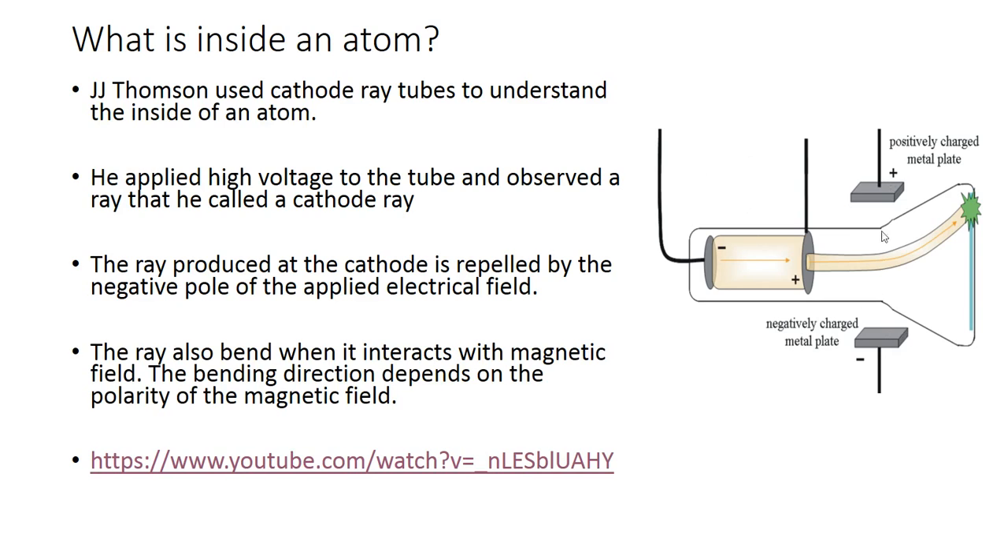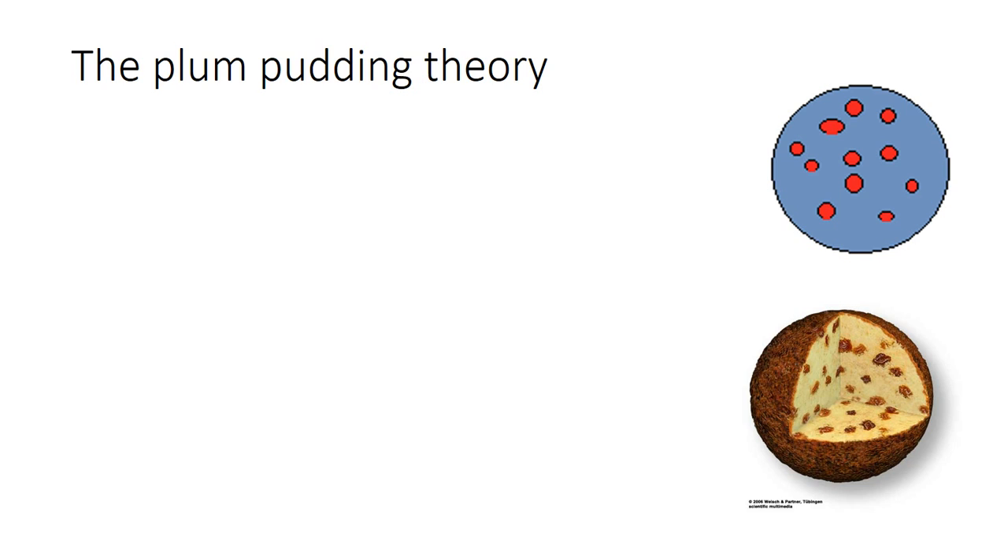Also, he used a magnetic field. There was also an interaction, as we saw on the video, with the magnetic field. So the ray interacts with both the electric field and the magnetic field, and it is repelled by the negatively charged part of the electric field, which means an atom has those negatively charged particles. So from there he developed a theory. But first, he reasoned that an atom has these negatively charged particles, but I know that an atom is neutral. So if the atom has negatively charged particles, it must have positively charged particles also.